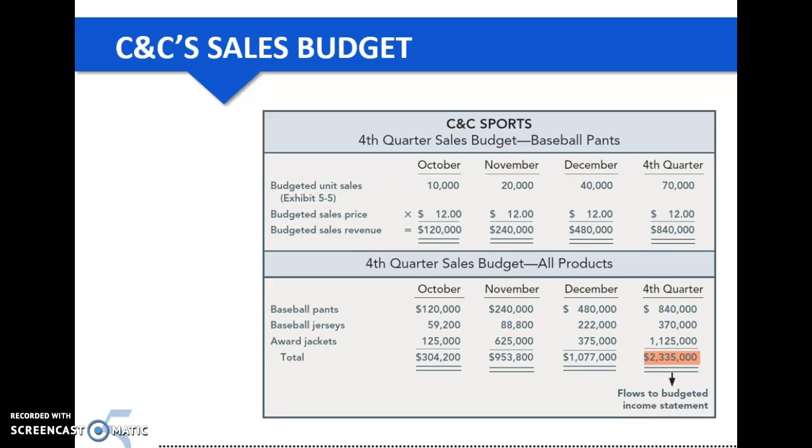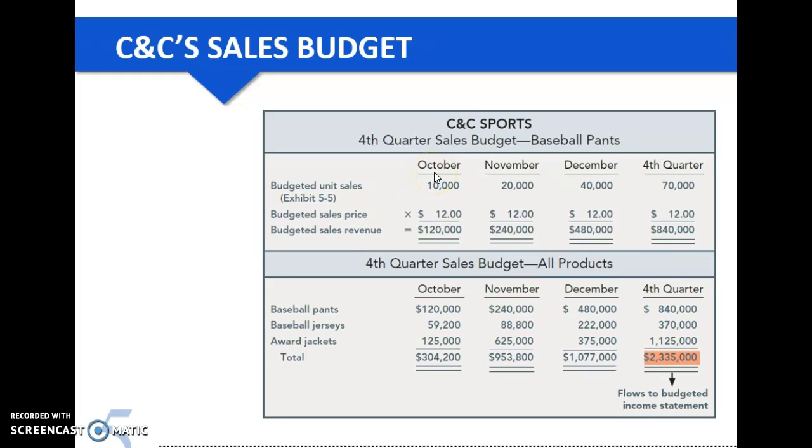Let's look into an example or a numerical. This is how a sales budget looks like. This is from Exhibit 5.5. As you can see, the months are October, November, December. So this is for a period of 3 months. A period of 3 months is also called a quarter.